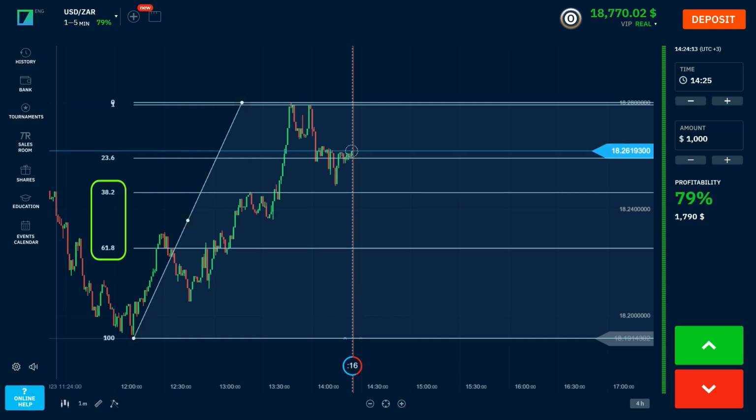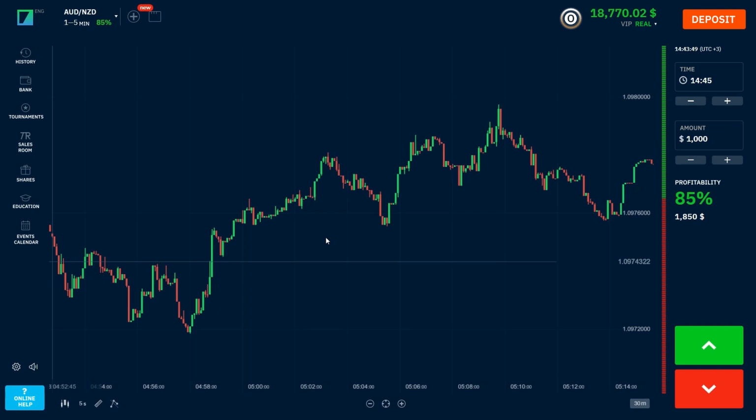These percentages are used in technical analysis to evaluate the market and predict potential price reversals. Fibonacci levels help identify points where the price may pivot in the opposite direction. Now let's get into the Fibonacci lines trading strategy.